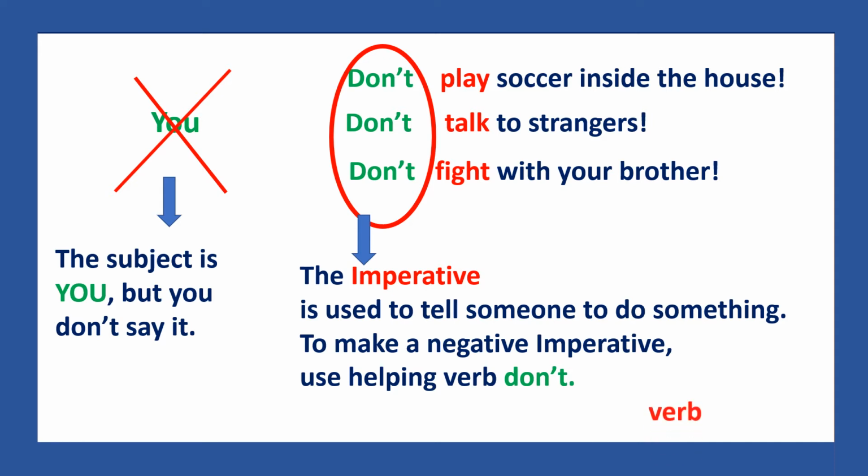Now remember, after don't, you've got the verb, and it's the simple form of the verb. So that means no S, no ES, no IES, no ING. Don't play soccer inside the house. Don't talk to strangers. Don't fight with your brother. If you are angry or you want to show a strong emotion, you have an exclamation mark. Or you can say, don't play in the house. Don't play inside the house, please. Don't talk to strangers, please. Don't fight with your brother, please.